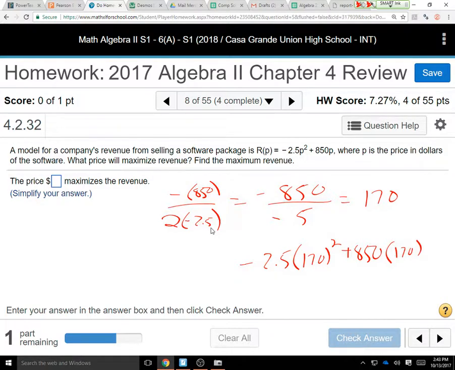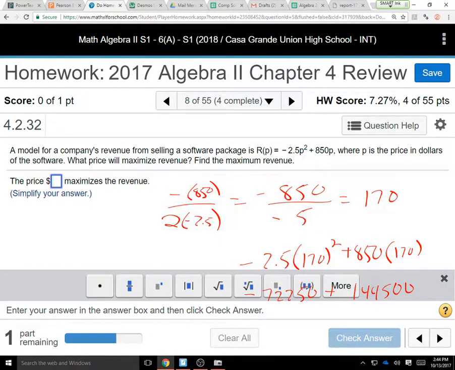So 170 times 850 is 144,500. And this is negative 72,250. So I just got to add them. So 144,500, you're going to get, oh, it's half of it. So your maximum amount of money is 72,250.